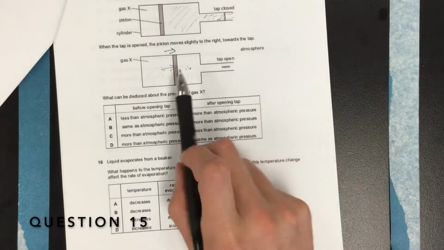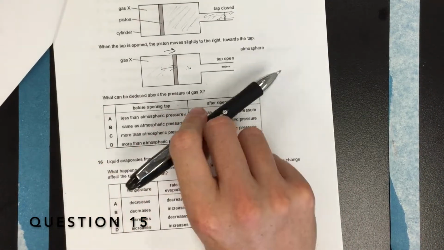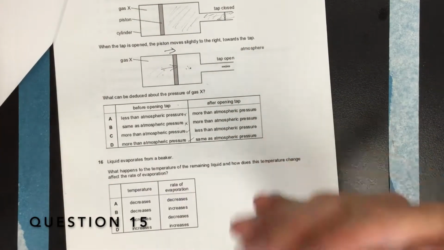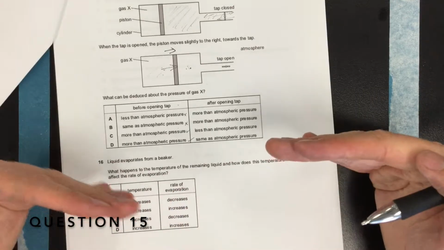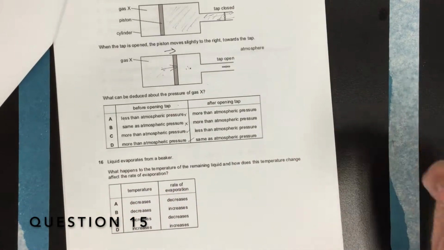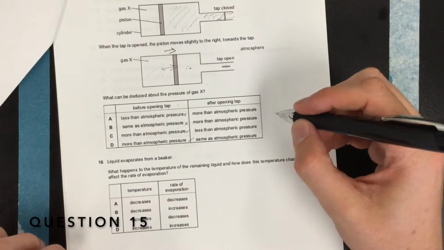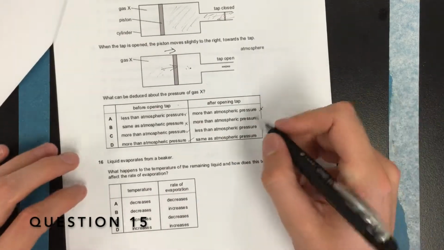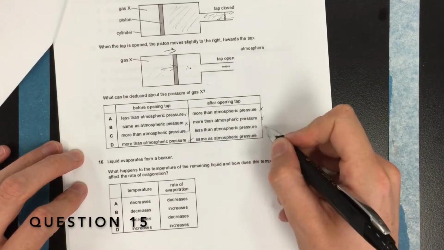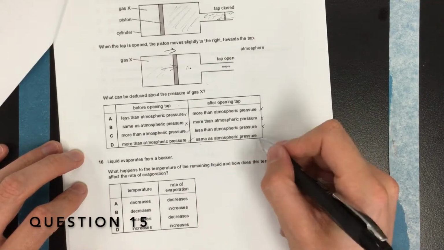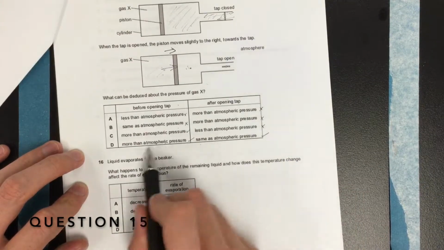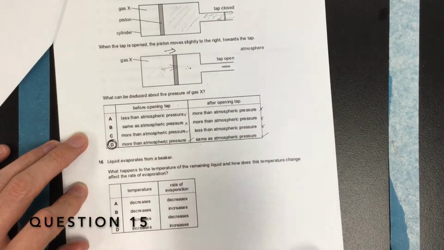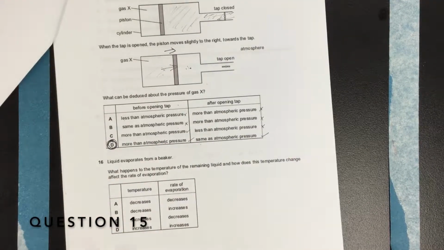After opening the tap, the bar has moved to the right, and it's going to keep moving until the two sides are in equilibrium and there's no resultant force pushing it in either direction. There's no resultant pressure, meaning that the pressures have to be the same size. So let's check. We've got more than atmospheric pressure. We know that's wrong. We just said they're the same size. More than, no. Less than, no. Same as atmospheric pressure, yes. So that answer there, D, is the one it has to be because it is the same there. Okay, it's worked. There's ticks both sides.